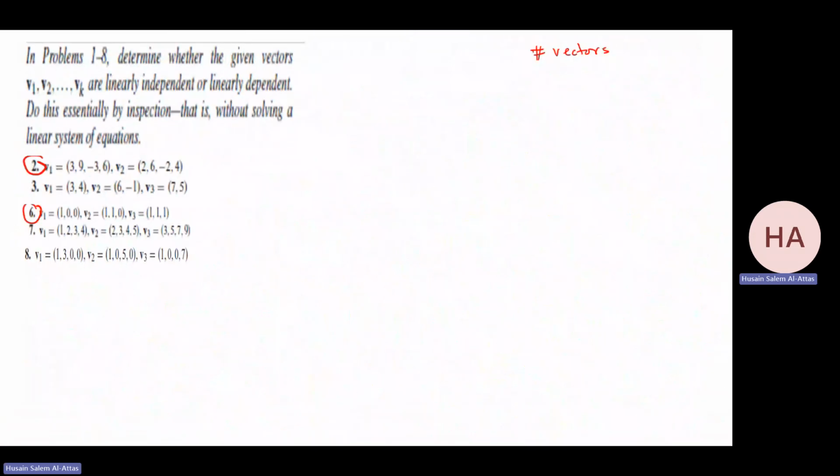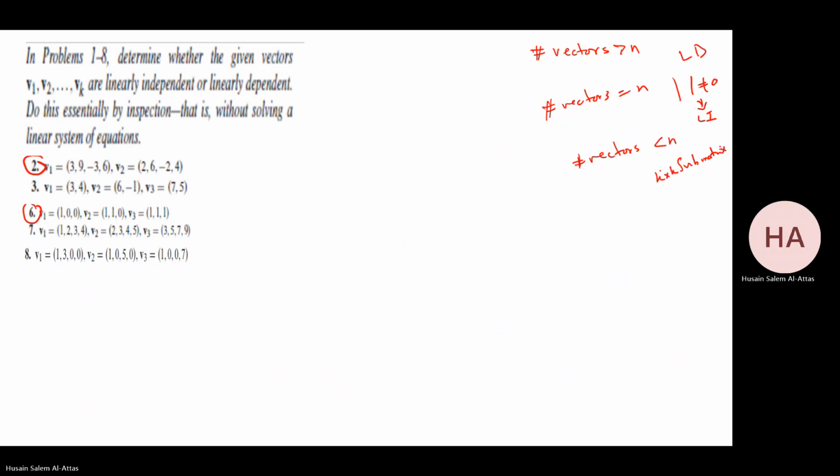Greater than n means they are linearly dependent right away. Number of vectors equal to n, check the determinant; not equal to 0 implies that they are linearly independent. Number of vectors less than n, I need to check a k by k submatrix. Okay, it's like a summary. Now let me do this.